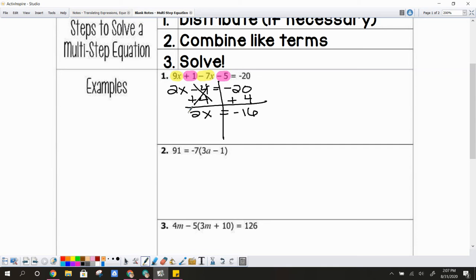At this point, I can go ahead and get rid of my multiplication. The opposite of multiplication is division. So I'm going to divide by 2, and I get x equals negative 8. So my answer is written in this format. Okay, so x equals negative 8 is my answer.